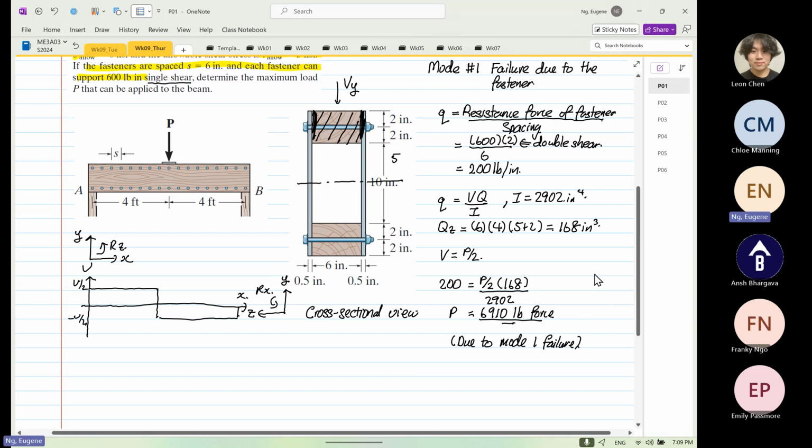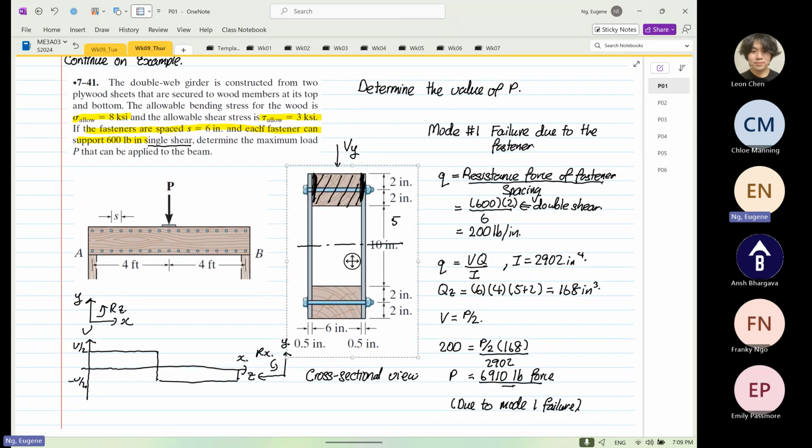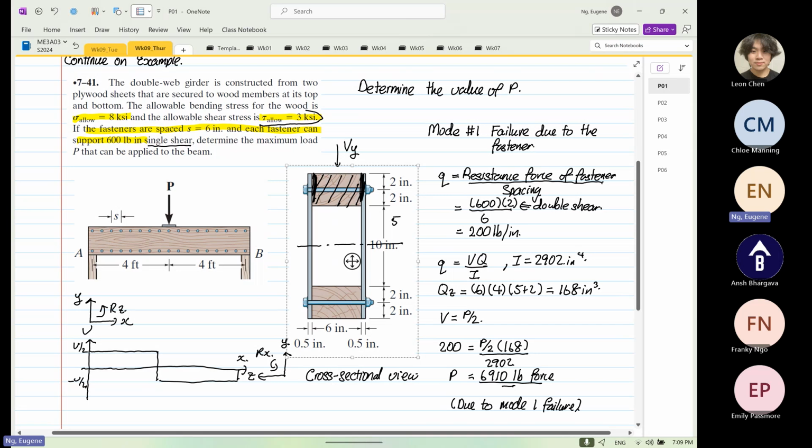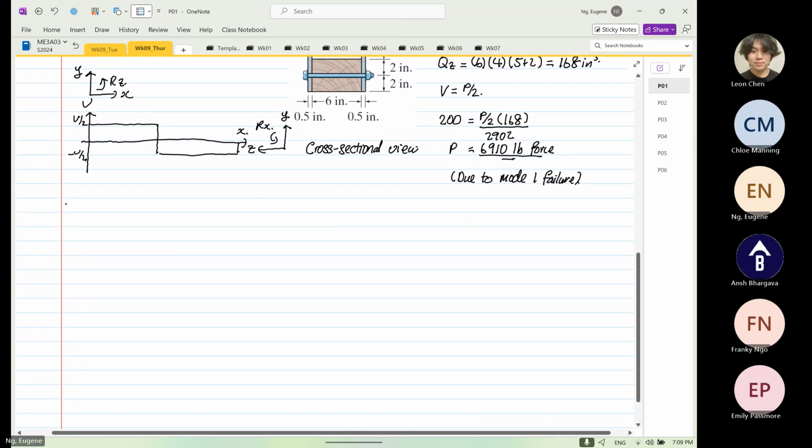Right, so we have completed mode 1 due to the fastener. The next thing we are going to look at, given to us, if you look at the question, they say the shear stress allowable in the wood is 3 KSI. So we're going to look at mode 2. Mode 2 is shear failure due to the wood.